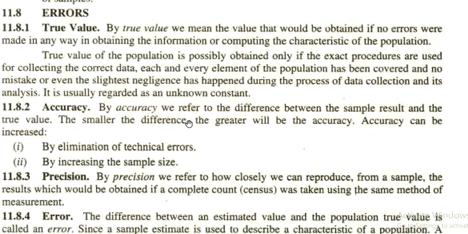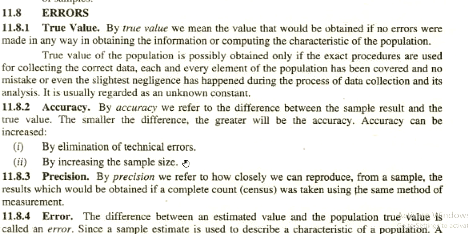The smaller the difference, the greater the accuracy. Accuracy can be increased by eliminating the technical errors. Obviously, if we remove technical errors from the sample, then the sample results and the population results will be closer, and as they get closer, there will be a small difference. So it can easily be obtained by eliminating the technical errors. Point number two, by increasing the sample size.